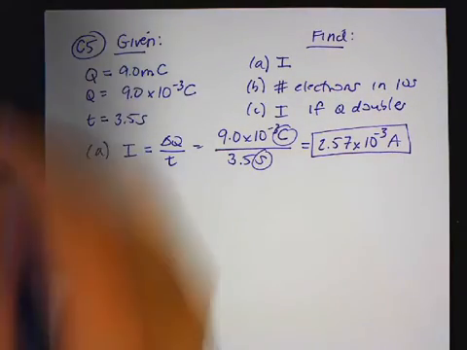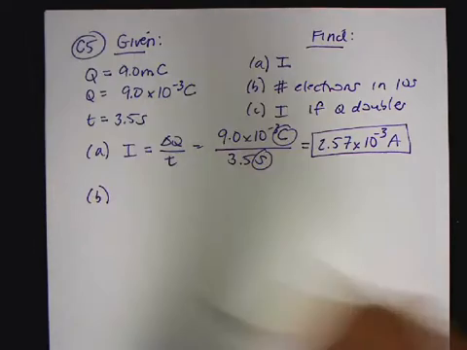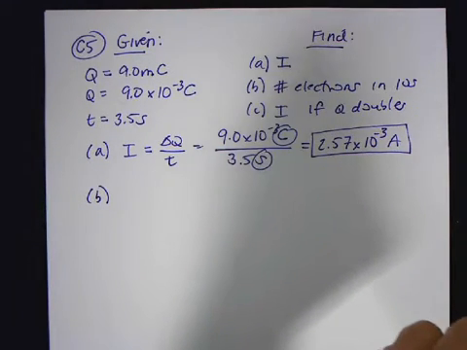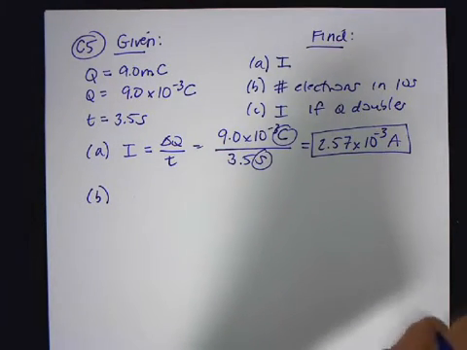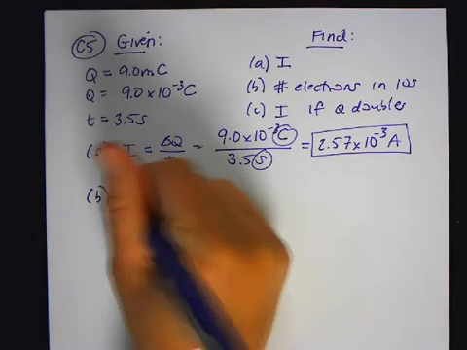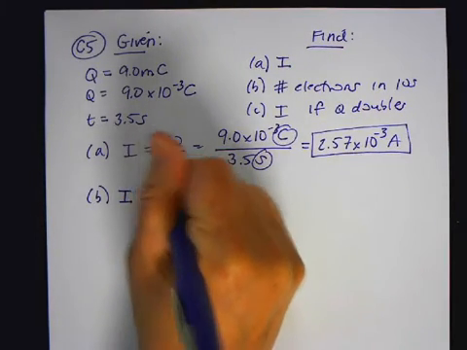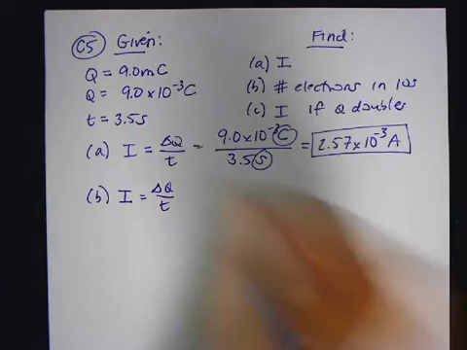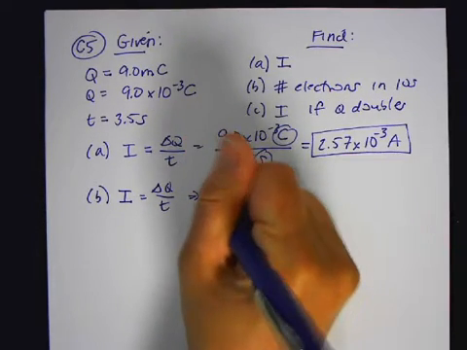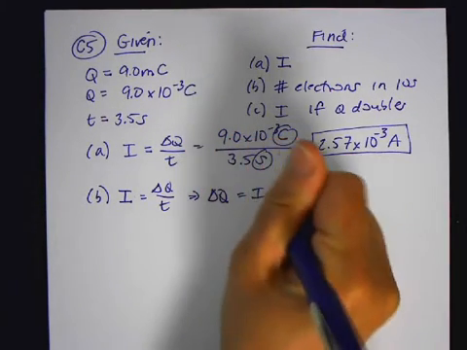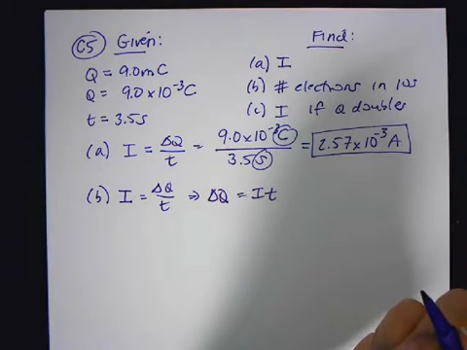All right, part B, it says, I want to know the number of electrons. So let's think about this for a second. So I know I is equal to delta Q over T. Okay, so delta Q is equal to I times T.